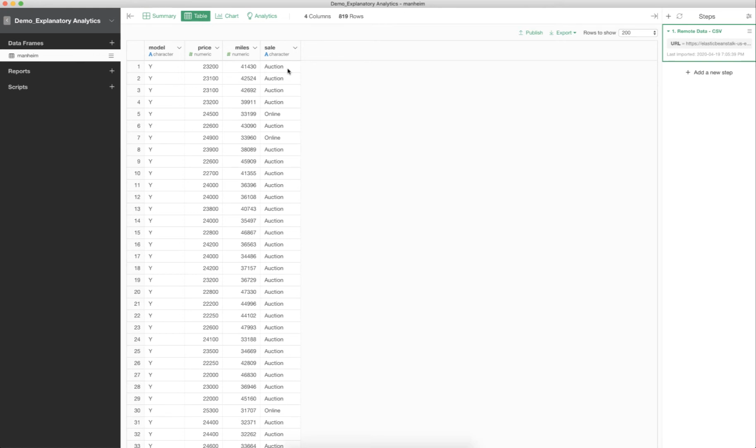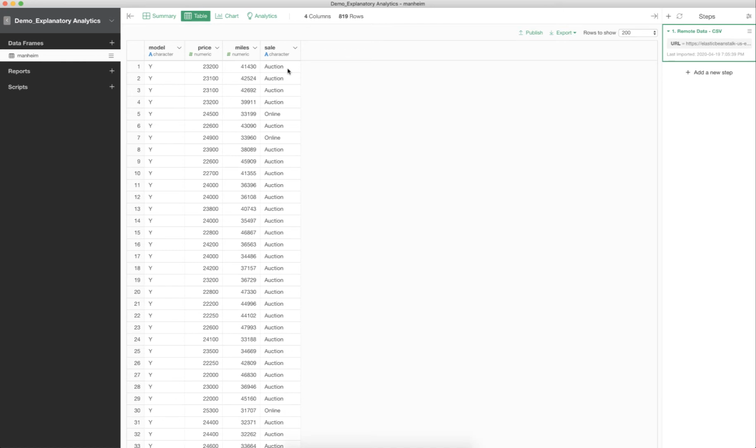Different models of cars have different prices. We don't know how X, Y, and Z are structured, but we can infer that there might be some association between the price and the model of the car. We're not exactly certain whether the price of the car is going to be influenced by how a car was sold, but we have that data here as well.